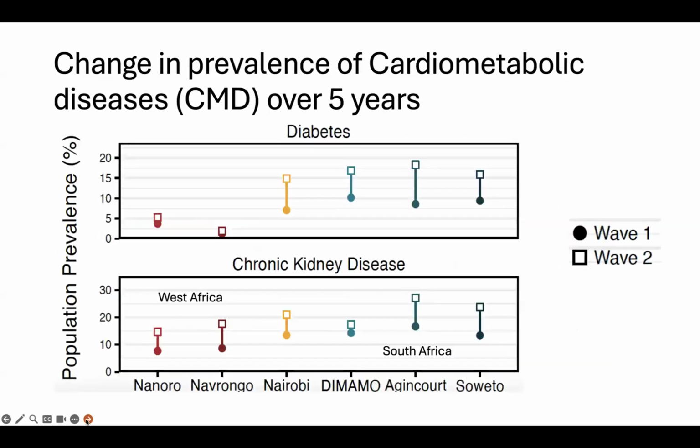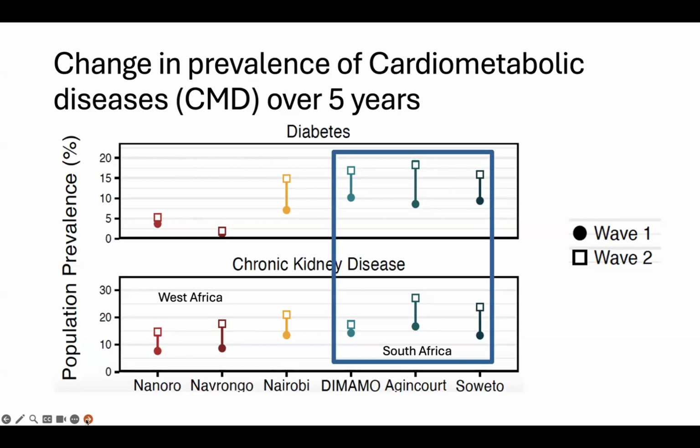But I wanted to also show you some of the data on the cardiometabolic disease outcomes. I've just chosen diabetes and chronic kidney disease here because they tell us different things. When we look at prevalence on the y-axis as percentage of the population, wave 1 of data collection with the closed circles, wave 2 with the open squares, what you can see in South Africa is that the prevalence of diabetes almost doubled in 5 years. We've just had our paper accepted in Lancet Global Health, which talks about the incidence of diabetes. You can see how important it is here to think about interventions. What we've done is look at the risk factors for people developing diabetes in 5 years.